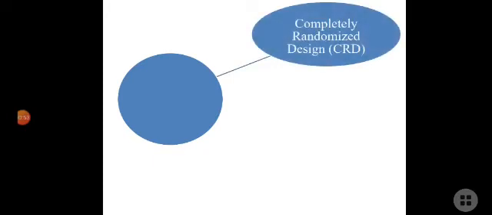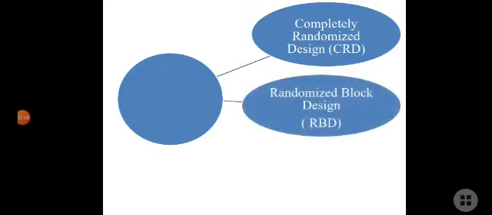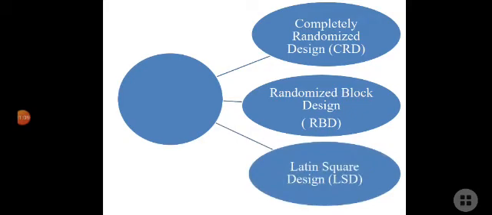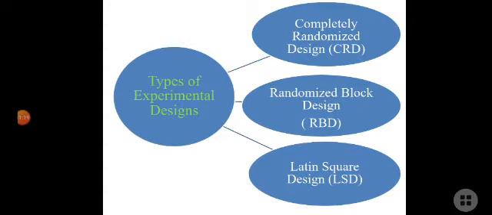There are three basic types of experimental designs. One is completely randomized design, known as CRD. Second is randomized block design, also known as RBD. And third is Latin square design, also known as LSD. So these are the three basic types of experimental designs. Now we go into detail on each type of experimental design and its layout.